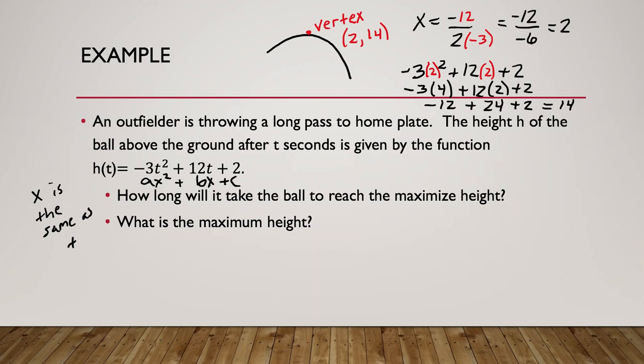So let's look at what the variables actually stand for. In my function, I have two variables. I have an h and I have a t. We're told in the problem that the height is the h.